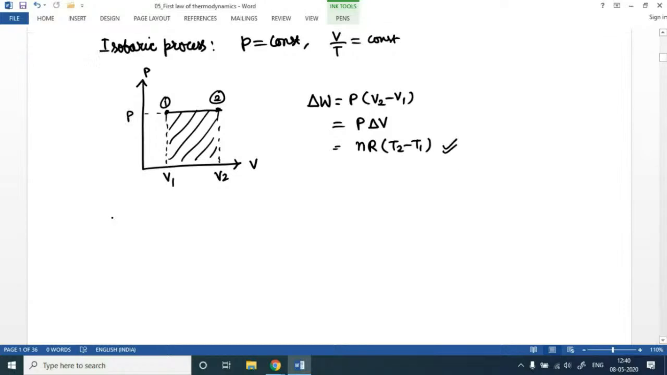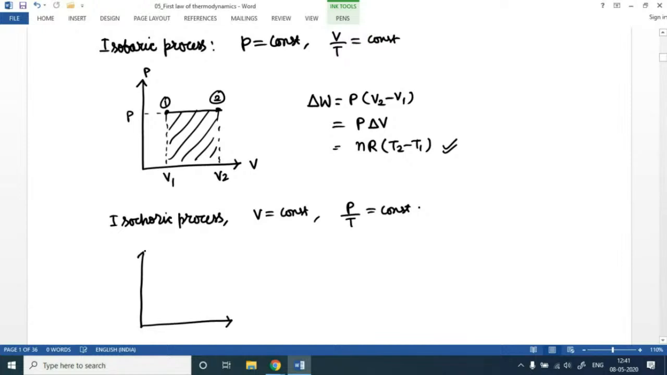Similarly, let's look at another important process, the isochoric process. An isochoric process simply means that the volume is going to remain constant for a thermodynamic change. So that means P by T would be a constant, or P would be directly proportional to T. And when you look at the P versus V graph for an isochoric process, a constant volume change, let's say from state 1 to state 2, you can see that the volume here is constant. Only the pressure is changing from, let's say, some P1 to P2.